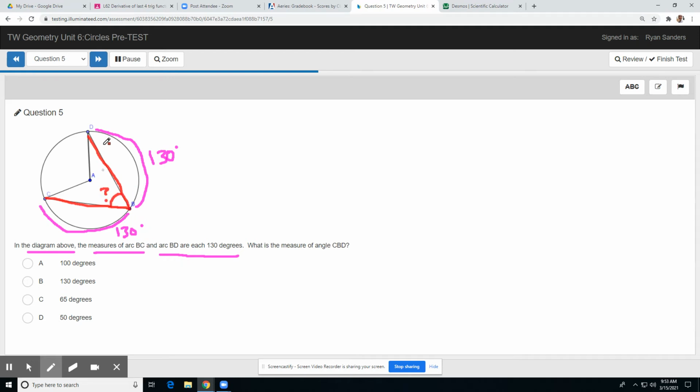Okay? So that means we need to find this arc right here because it's inscribed. Inscribed. Remember, inscribed angle touches the edge of the circle. Okay, so let's go ahead and find it. So notice that this completes the circle. I've drawn arcs all the way around that complete a circle.